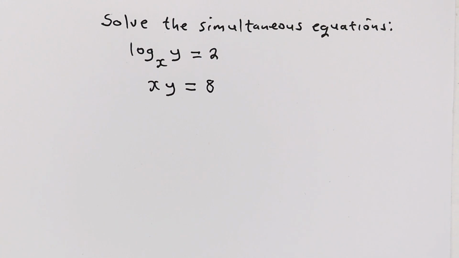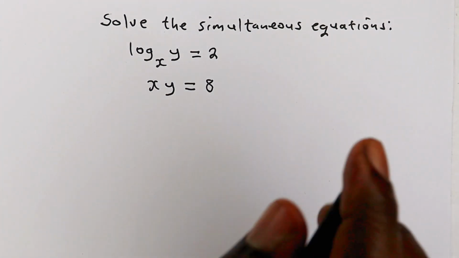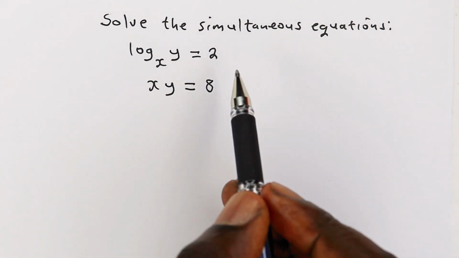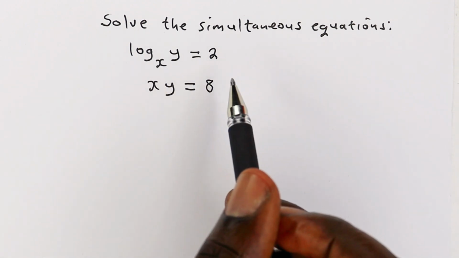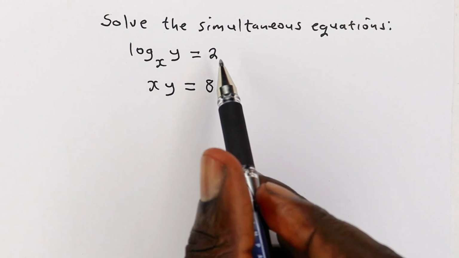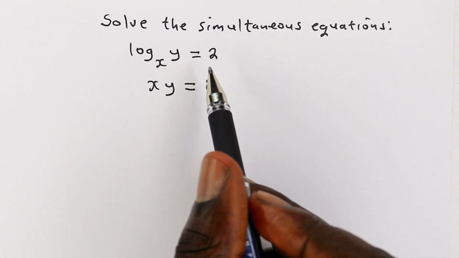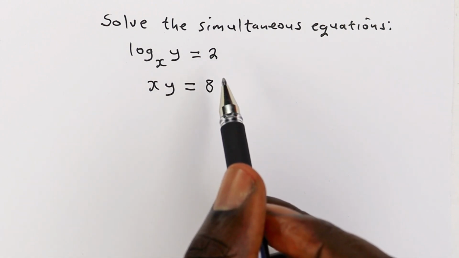Solve the simultaneous equations log to base x of y is equal to 2 and xy is equal to 8. So for us to solve them simultaneously, we should have them either in terms of normal numbers or in terms of logs. So let us write the first one in terms of numbers instead of being in terms of logs.